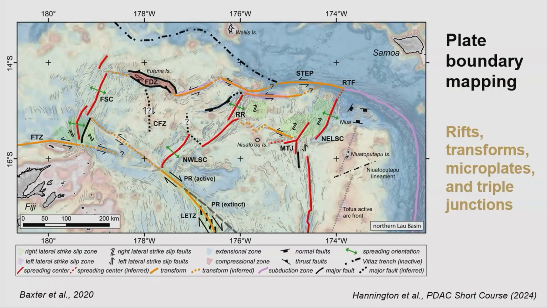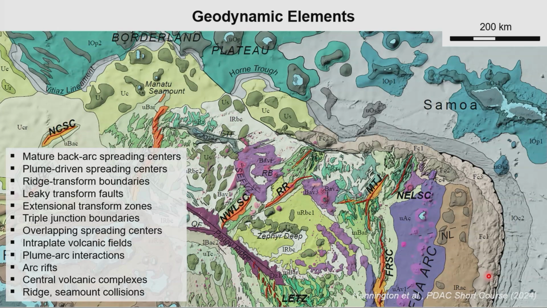The geodynamic elements that we're mapping in detail are quite diverse. They include rifts, transforms, microplates, and triple junctions. If we can recognize these features, then we can begin to be more confident about the microplate architecture that's been discussed in terms of the Abitibi. So this is what we're mapping. I'm not going to go through them all, but there are at least a dozen different things that we can identify that have different structural and petrological characteristics.